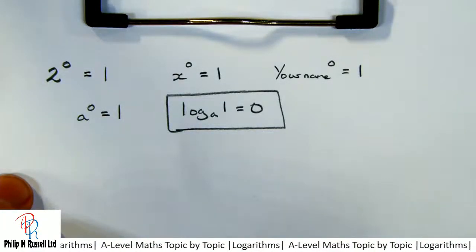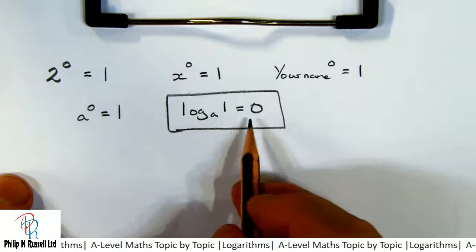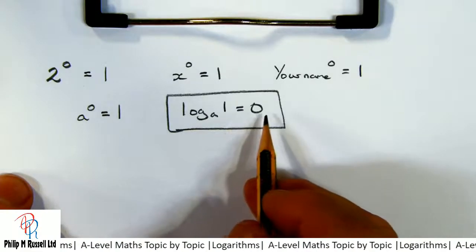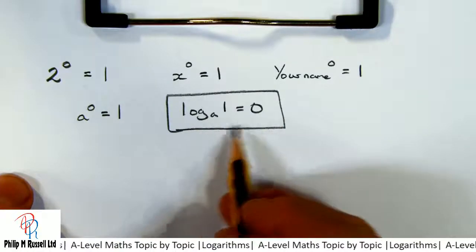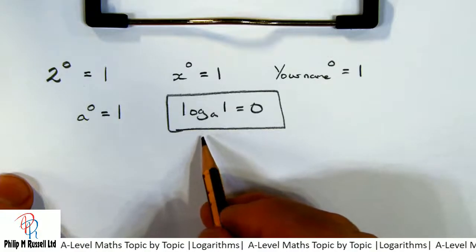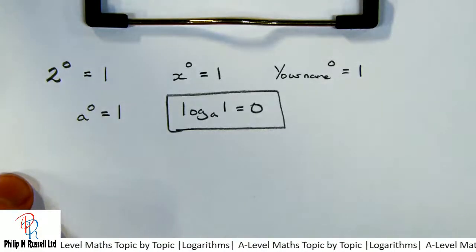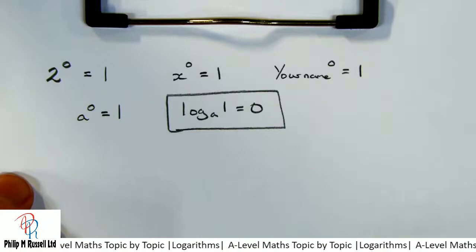So the logarithm in any base of 1 is always going to be 0. Right.